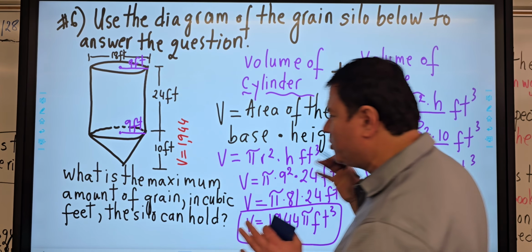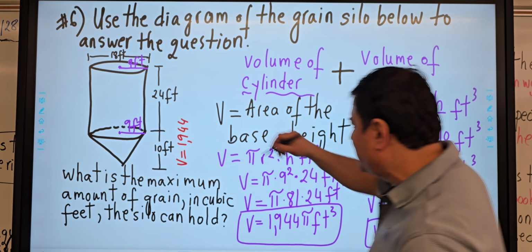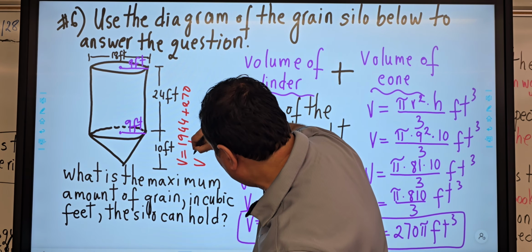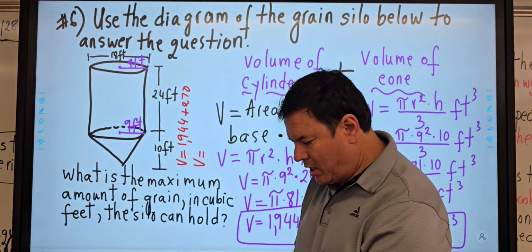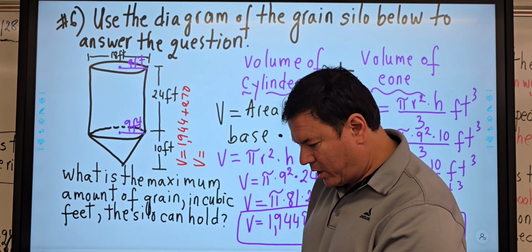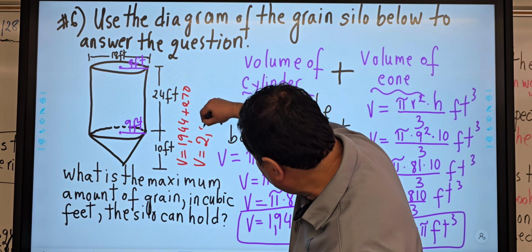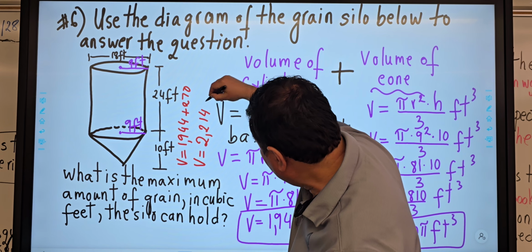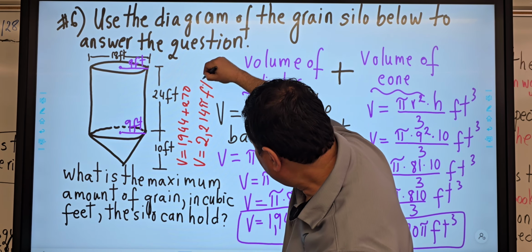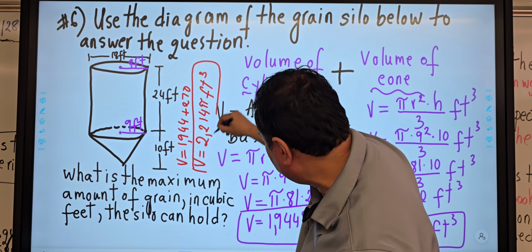1,944. We're just going to put the numbers here and add pi feet cubed at the end, plus 270, plus 270, and let's see what we get. So we have 270 plus 1,944, and we get 2,214. So it's going to be 2,214. Don't forget pi and feet cubed or cubic feet. And this is our final answer.